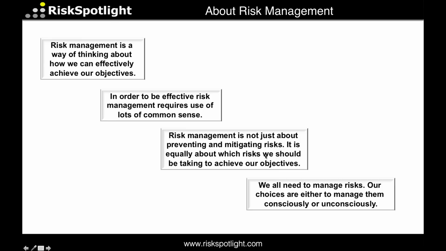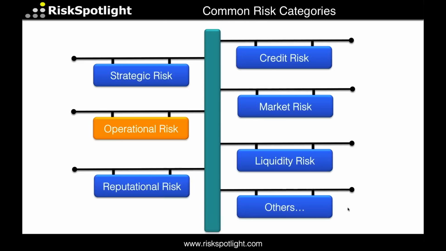And we talked about how it's not just about preventing and mitigating. We also want to focus on the uncertainties which could have positive consequences on our objectives. And we are all managing risk, because all those uncertainties are happening around us. So our only choice is whether we manage them consciously or unconsciously. Do we just react when things happen, or are we more proactive in identifying what those uncertainties are, so that we can minimize as many of the negative surprises as possible and maximize as many of the positive surprises as possible?